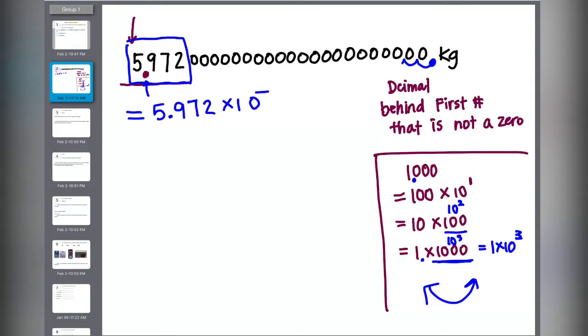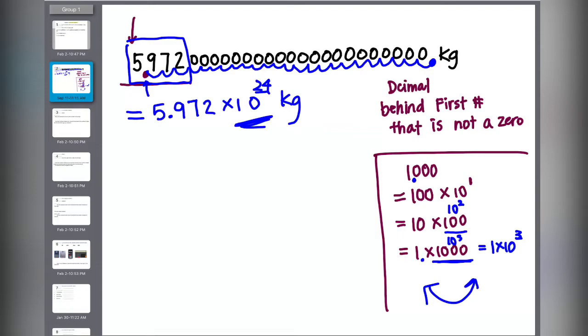So I need to count how many times it takes to go behind that 5. So I'm going to count 1, 2, 3, 4, 5, 6, 7, 8, 9, 10, 11, 12, 13, 14, 15, 16, 17, 18, 19, 20, 21, 22, 23, 24. So this becomes times 10 to the 24 kilograms. I'm not saying the Earth is 5.972 kilograms. I'm saying that the Earth is 5.972 times 10 with 24 zeros at the end. Does that make sense? So I'm shifting the place by using the times 10, so it doesn't have to be as big. So now there's a way to punch it in the calculator that we're going to go through.